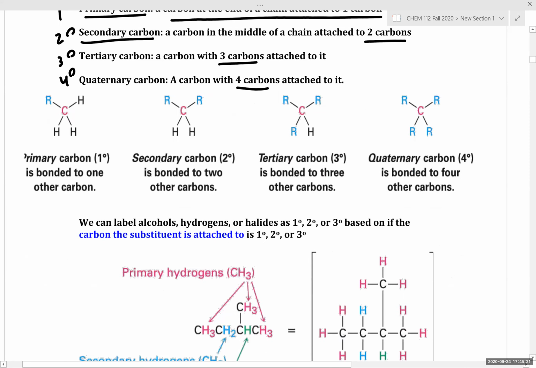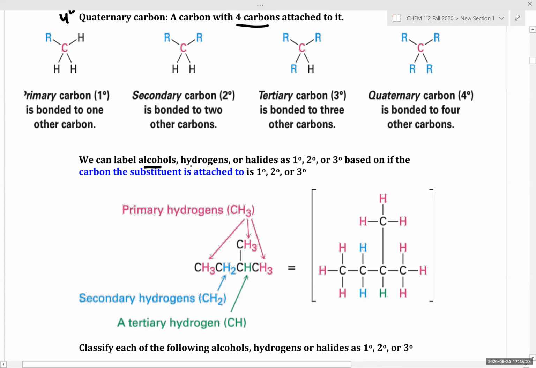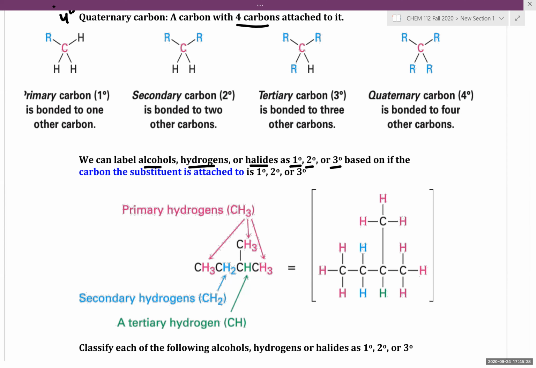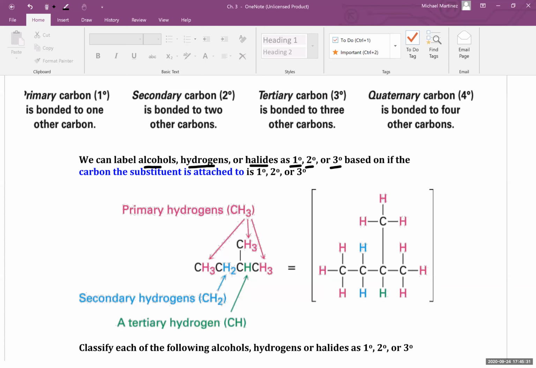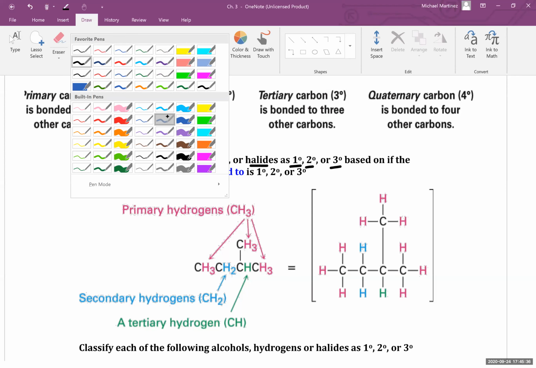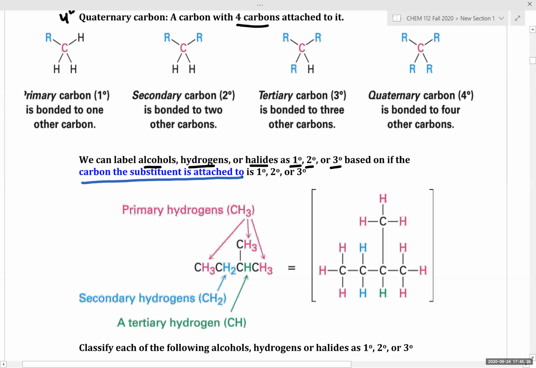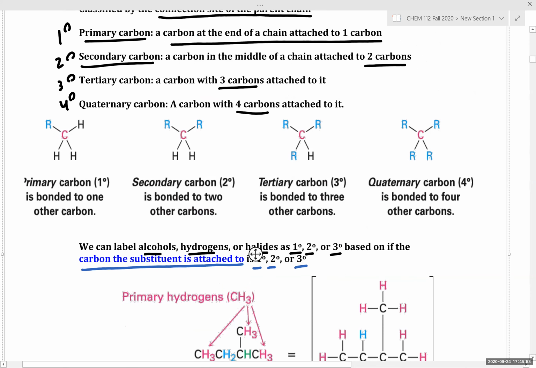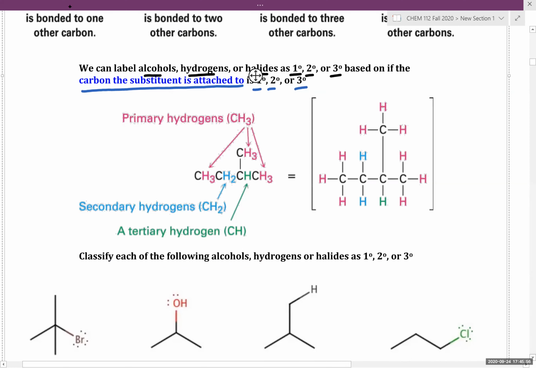Likewise, we can label alcohols, hydrogens, and halides as primary, secondary, or tertiary based on, and this is really important, the carbon that our substituent is attached to. If our carbon is primary, secondary, or tertiary, we say that our substituent alcohol, hydrogen, or halide is thus primary, secondary, or tertiary. So let's show an example about how this can be applied.